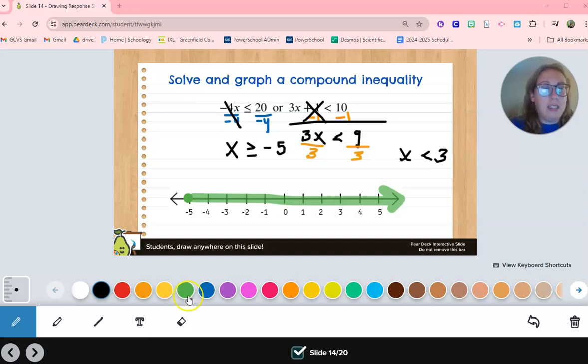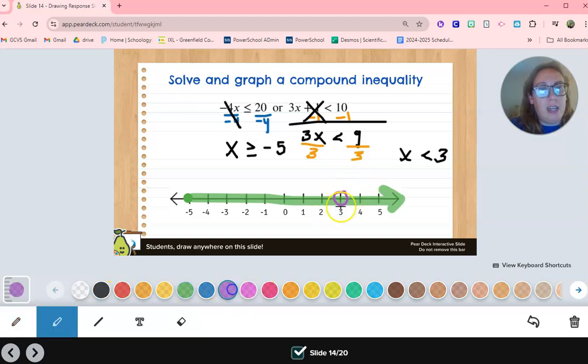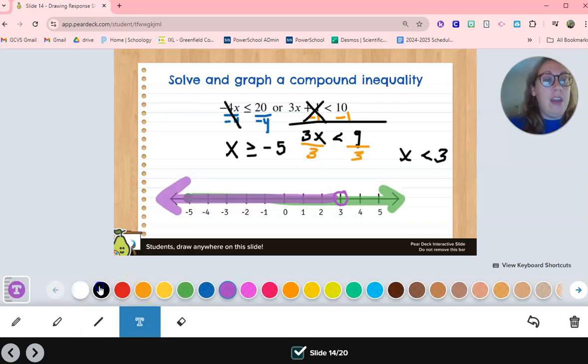So x is less than 3. We have an open circle on 3, and it's all values that are less than that. So that's going to the left. So we have this big overlap area. Notice the whole entire graph is actually covered. And what this means is that this solution is actually all real numbers or infinite solutions.